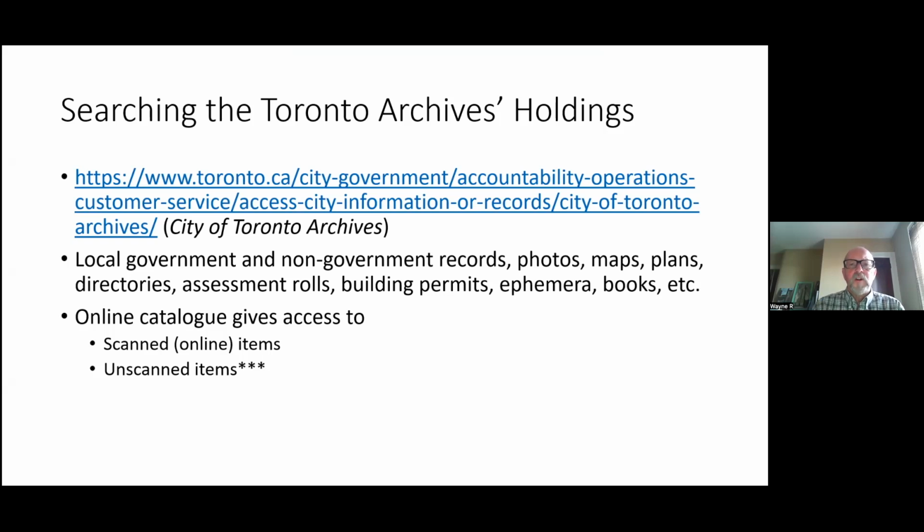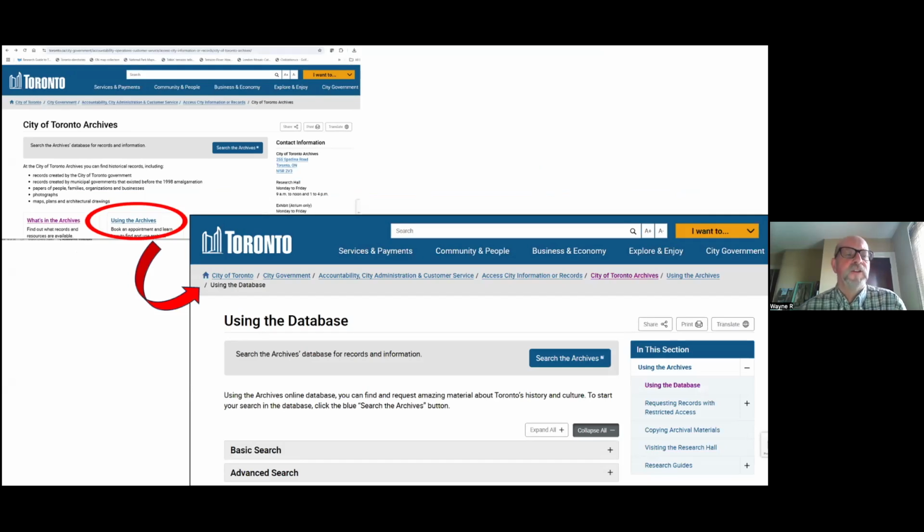So what does the Toronto Archives have? Well, it was really set up to hold local government records related to the City of Toronto, but it has many other non-governmental records as well as tons of photos, maps, architectural plans, directories, assessment rolls, building permits, lots of other things. And the online access provided through the City of Toronto's catalog takes you to scanned or online items as well as critically unscanned items. Let's take a look at how you navigate the website.